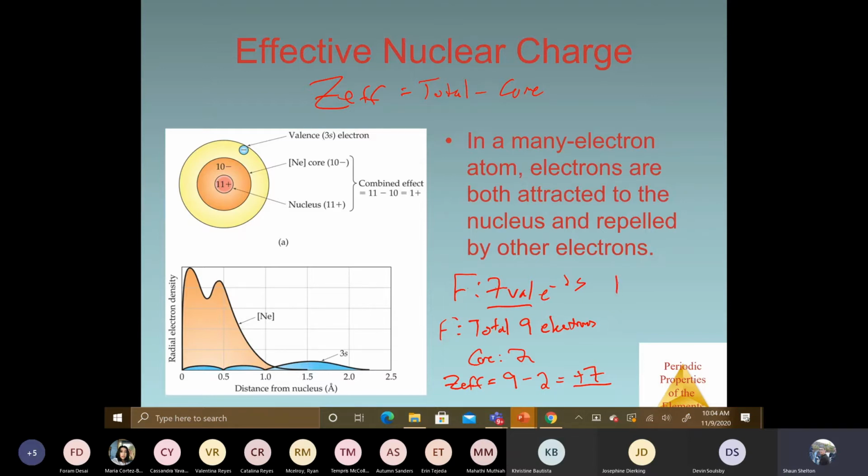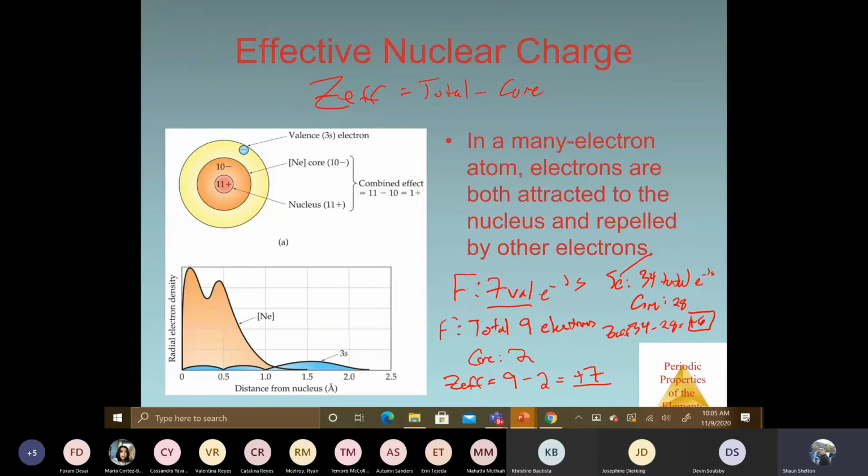So doing another one, let's not do bromine. Let's do selenium, just so we have one that's a little bit bigger. So selenium has 34 total electrons. To figure out the core electrons, I look at the fact that it's got 6 valence, so minus 6, that's going to be 28. And 34 minus 28 gives me plus 6 for the effective nuclear charge on selenium. So selenium's charge would be plus 6, whereas fluorine would be plus 7.